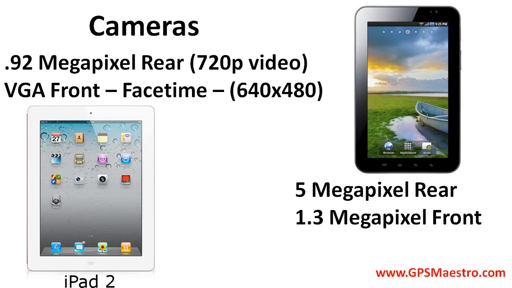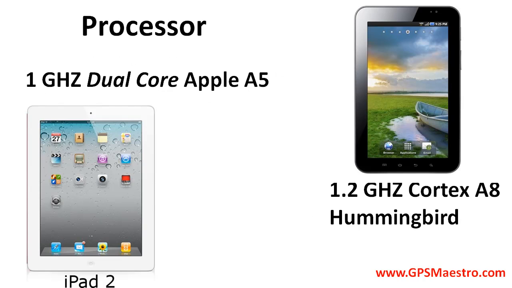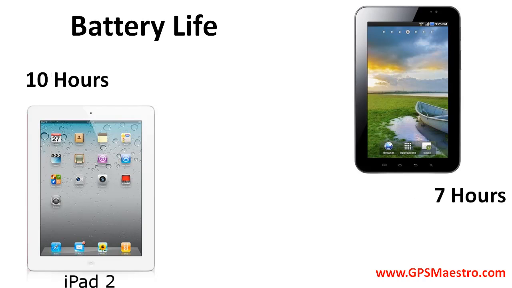The Samsung Galaxy Tab 4G does have a 5 megapixel rear camera and a 1.3 megapixel front camera for video chatting. As far as processors go, the iPad 2 has a nice fast dual-core 1 GHz Apple A5 processor, and the Tab has a 1.2 GHz Cortex A8 Hummingbird processor.